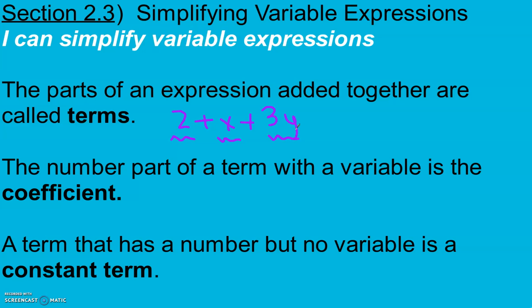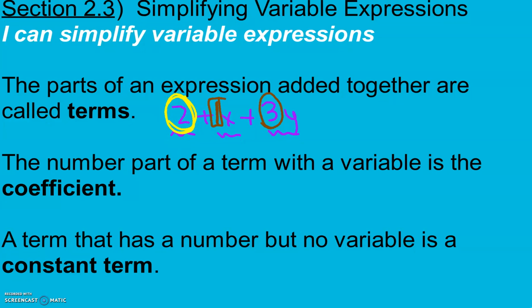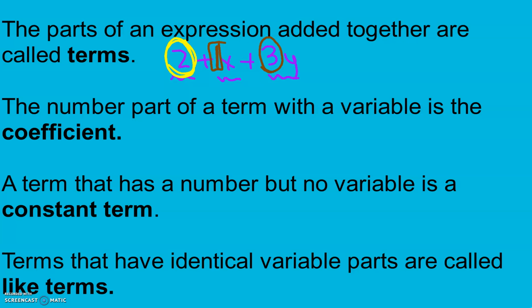The number part of a term with a variable is called the coefficient. So here, my 3 is my coefficient. 1 is what goes in front of my variable if there isn't a number, and my 1 is a coefficient. A term that has a number but no variable is called a constant term. 2, for example, is a constant because it doesn't change. It is constantly 2. If I tell you we have 2 something, you know what that means.